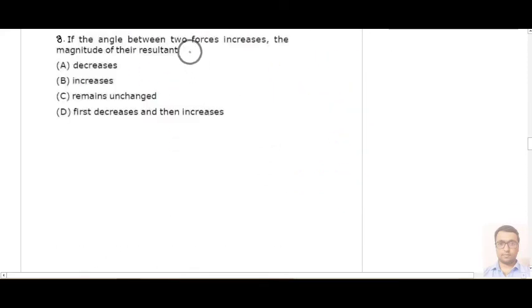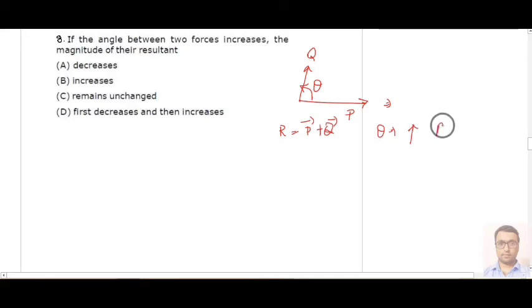In question number 8, we are given two forces P and Q, and if the angle between both the forces keeps on increasing, you have to tell which option is correct. We know that the maximum value of the resultant we get is when both vectors are in the same direction. If theta keeps on increasing, then their resultant will keep on decreasing. So option 1 is the correct option.